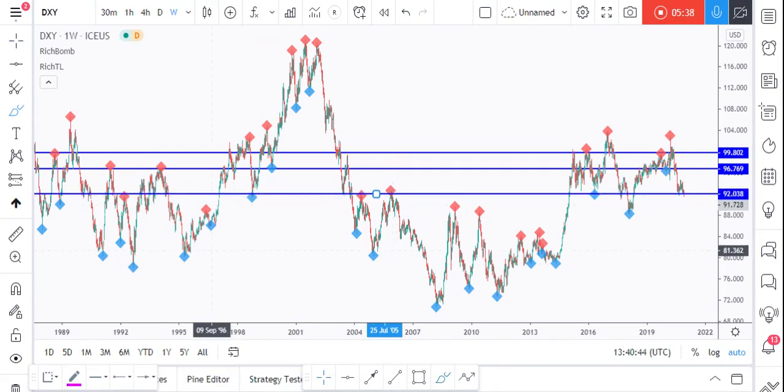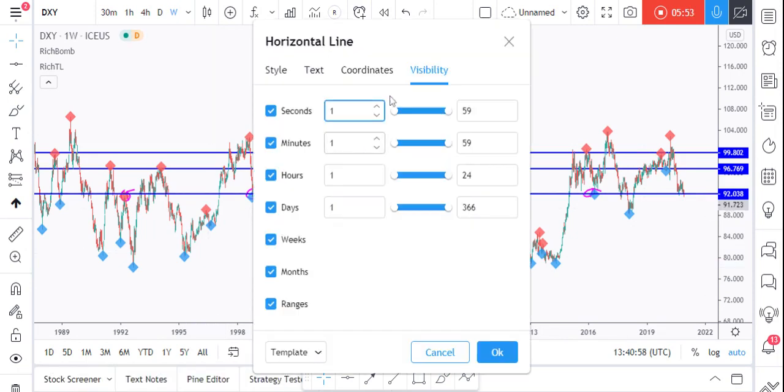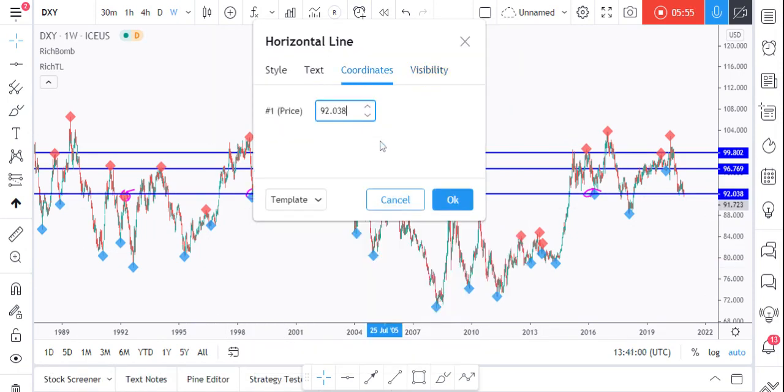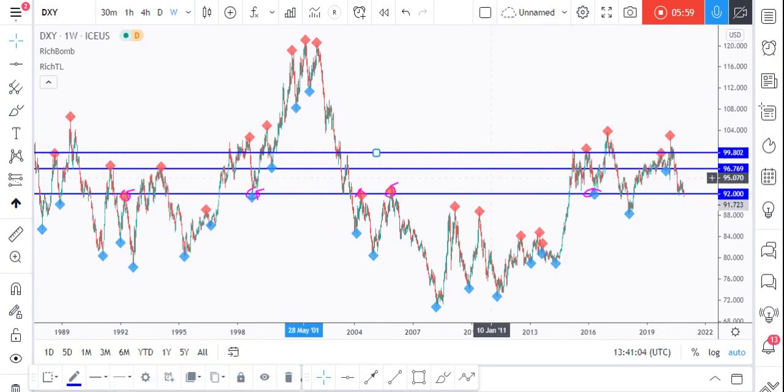As you can see, 1, 2, 3, and 4, and 5. That's a very, very strong one, around 92. Let's optimize it to be a round number. Here we go. And let's make it 92. And let's make this one 100.